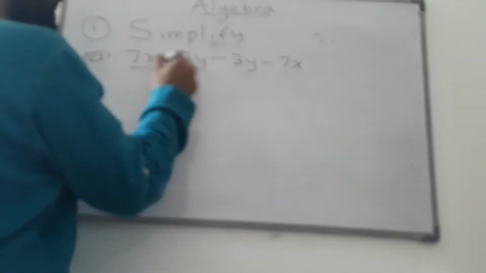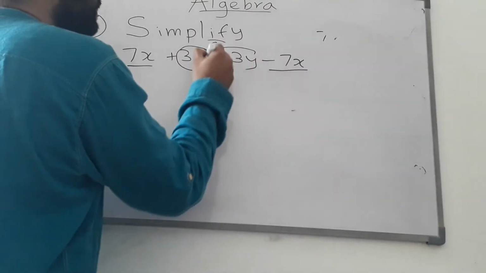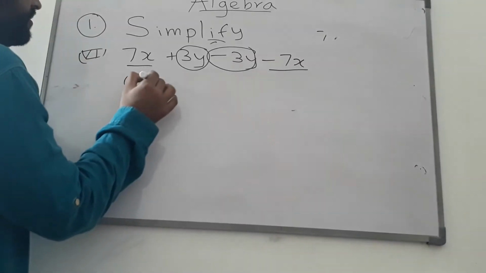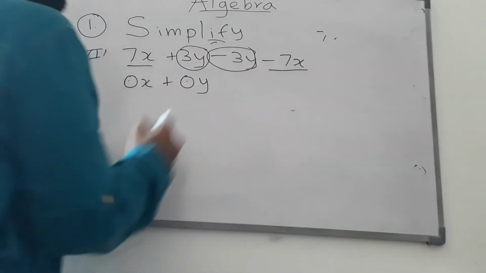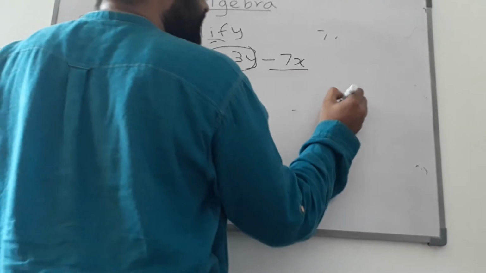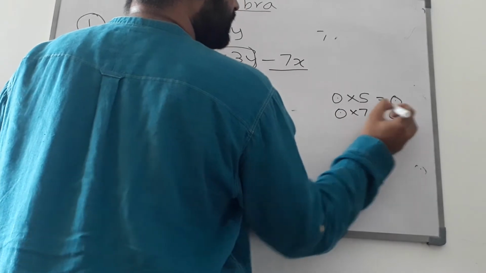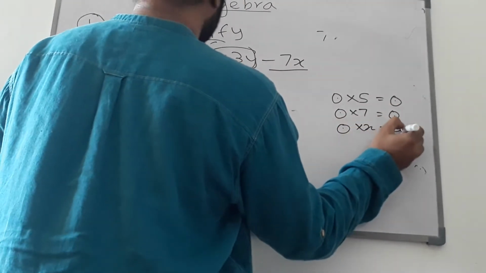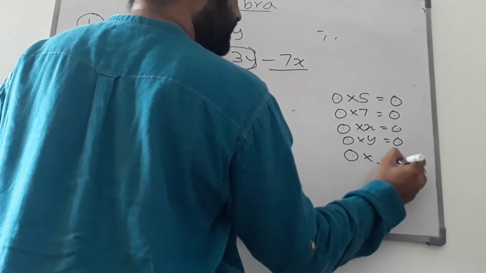Okay, first we will simplify x terms, then y terms. Okay, 7x minus 7x means 0x. 3y minus 3y means also 0y. Now we know 0 times 5 is 0. 0 times 7 is 0. Likewise, 0 times x is 0. 0 times y is also 0. So 0 times whatever number is 0.